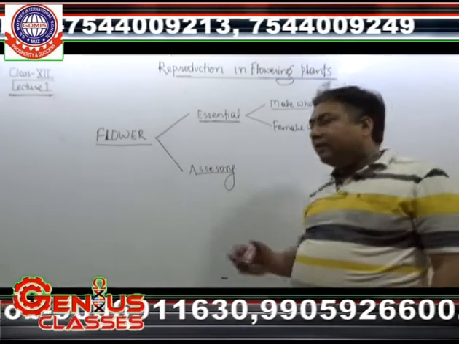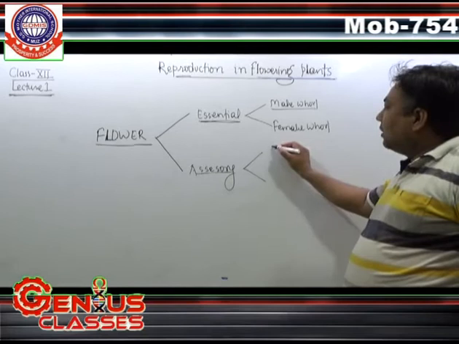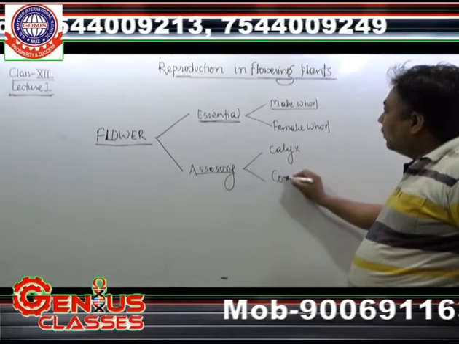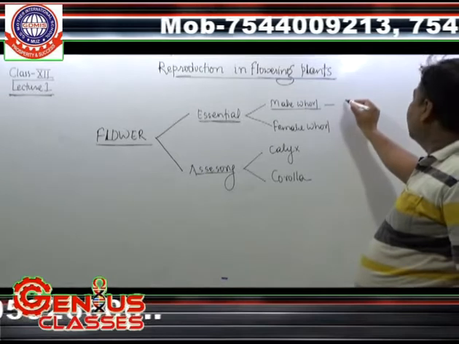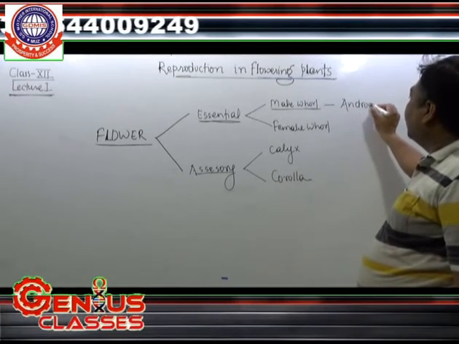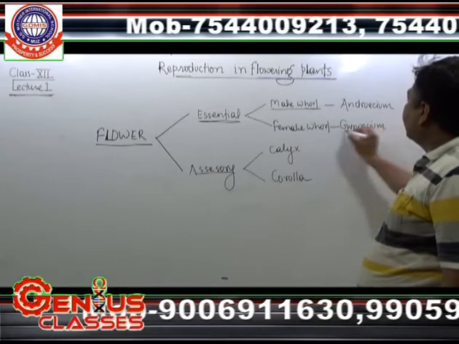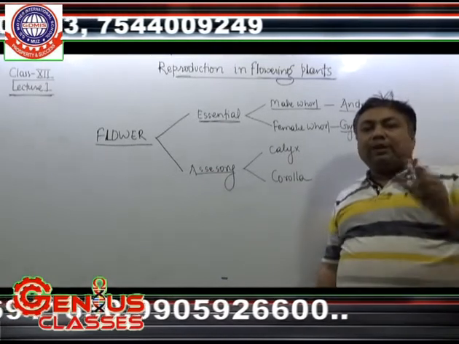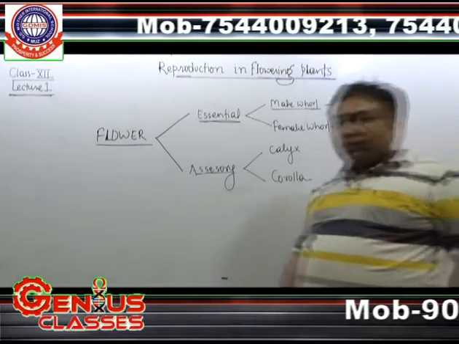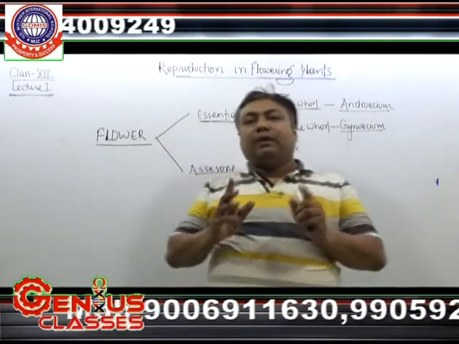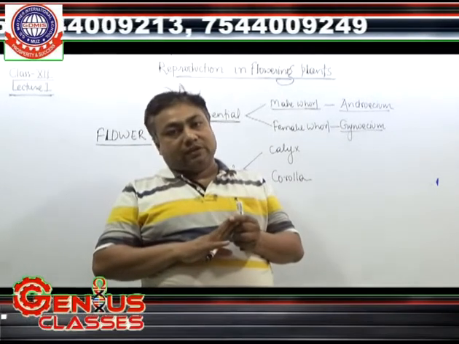And the accessory whorls of a flower are known as calyx and corolla. Now, the male whorl is also known as androecium, and the female whorl is known as gynoecium. So, a complete flower will have two accessory whorls and two essential whorls. So, we will see a typical structure of a complete flower which contains all four whorls: calyx, corolla, androecium and gynoecium. Clear?